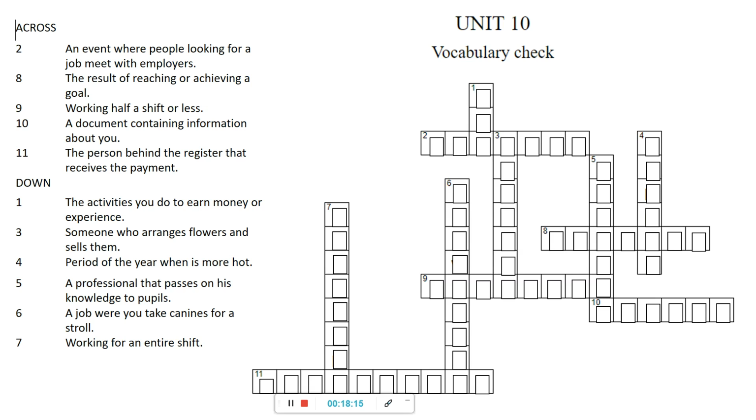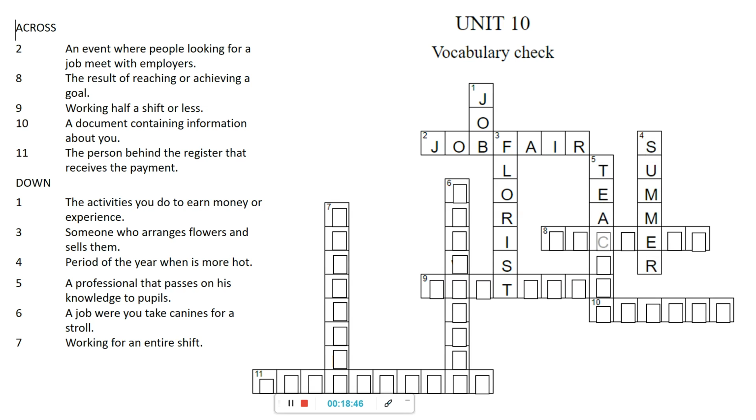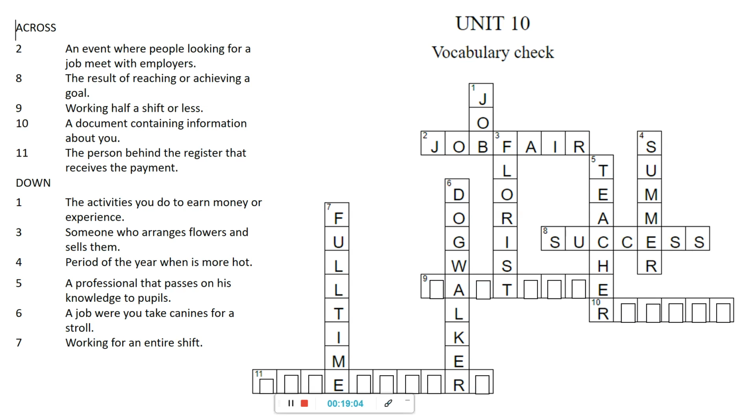Very well, so if you paused the video, then we can continue. Let's take a look at the clues that we have here at the hints. So number 1, down, we have the word job. Then number 2, we have job fair. Next, number 3, we have florist. Next, number 4, we have summer. Then number 5, teacher. Next, number 6, we have dog walker. Number 7, we have full time. That takes us to number 8, success, éxito. Number 9, we have part-time. Next one, number 10, resume. Finally, number 11 is the word sales clerk.